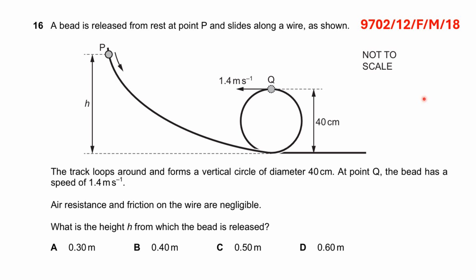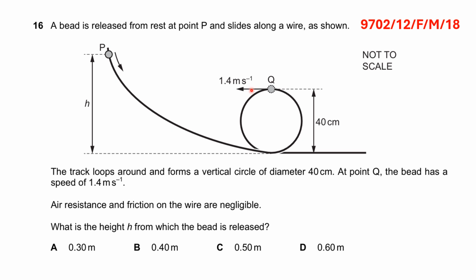Today we are solving a question from the spring 2018 paper 12 using conservation of energy in a circular path. Let's read the question. A bead is released from rest at point P and slides down a wire as shown. The track loops around and forms a vertical circle of diameter 40 centimeters.